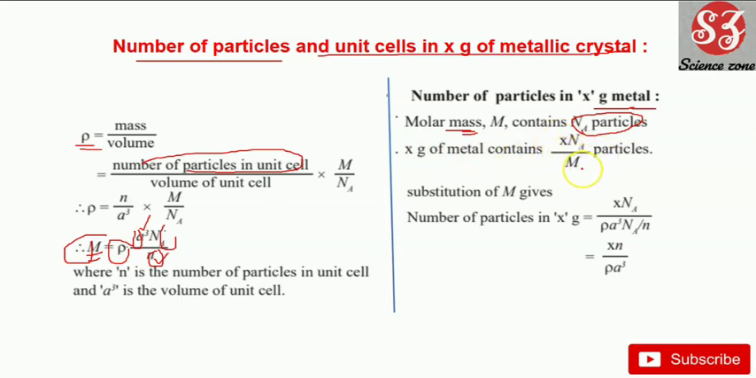It is similar as 12 bananas equal to 5 rupees. So 24 bananas equal to how much? Same like that, you have to do the cross multiplication, x into Na divided by M into 1, that is this formula. Once you get this, now you have to substitute the value of the molar mass. So you have to substitute the value from here, so it will become x into Na divided by density into A cube Na divided by small n, and if you solve this, Na gets cancelled and you are left with x into n divided by density into A cube.